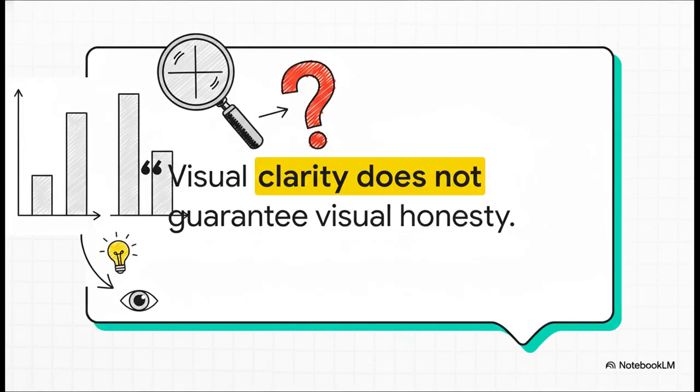Because in the end, it all boils down to this one really crucial idea. Just because a chart looks clean and professional, that doesn't mean it's being honest. Visual clarity does not guarantee visual honesty. Taking that extra half second to just check the axes, that's your superpower. That's how you make sure you're seeing the real story, not just the one someone wants you to see.